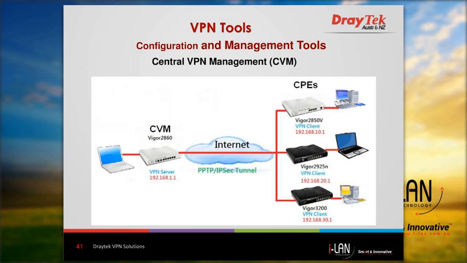For the VPN configuration and management tools, DrayTek have provided central VPN management, which I think is listed as CVM, in the high-end routers such as the 2860, 2925, Vigor 2960 and 3900. This was covered in a webinar earlier this year, but if you're interested, just let us know. We can go through this topic again in the future. So you can let us know in the survey at the end of the webinar.